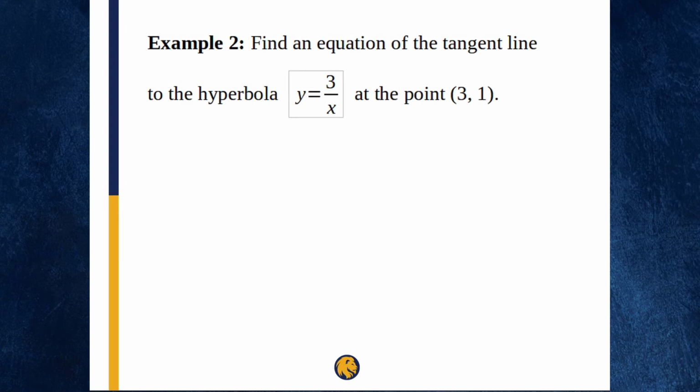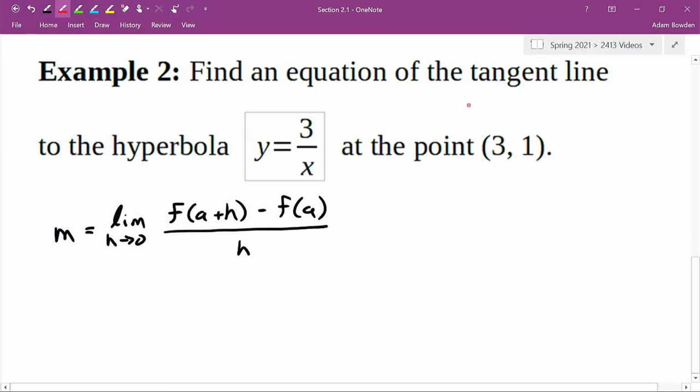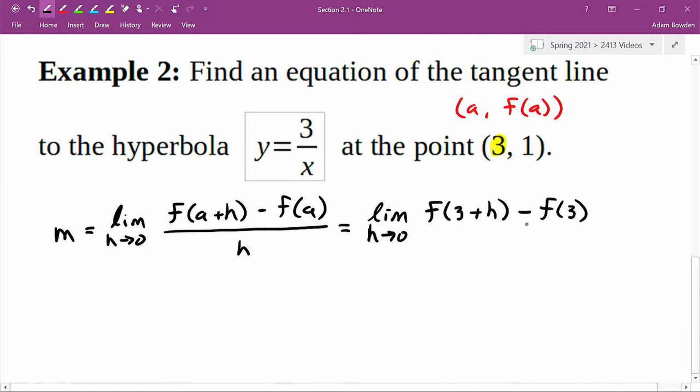We're going to look at another function here, y equals 3 over x, and find the equation of the tangent line at the point (3, 1). So again, as last time, we can think of the point as (a, f(a)). So a is the number 3 here that we're going to use. Using the limit definition for the slope of the tangent line, we'll be taking the limit as h approaches 0 of f(3 + h) minus f(3), all over h.